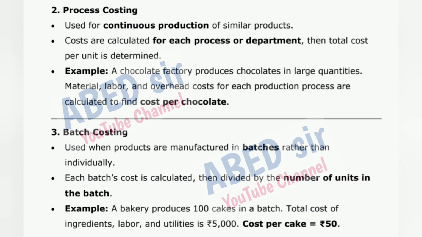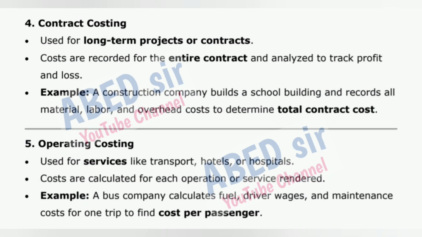3. Batch costing. Used when products are manufactured in batches rather than individually. Each batch's cost is calculated, then divided by the number of units in the batch. Example, a bakery produces 100 cakes in a batch. Total cost of ingredients, labor, and utilities is 5,000 rupees. Cost per cake is equal to 50 rupees.